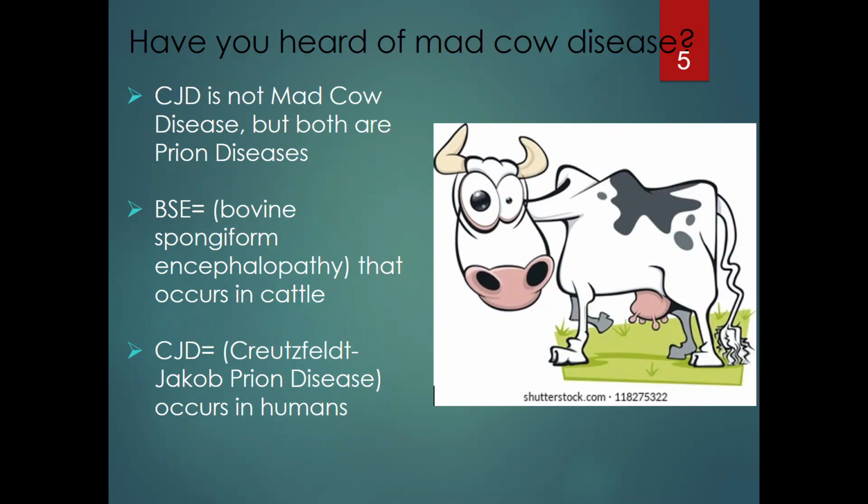It is important to understand that while both CJD and BSE are prion diseases, CJD is not mad cow disease. BSE is also known as bovine spongiform encephalopathy, which occurs in cattle, while CJD, or Creutzfeldt-Jakob disease, occurs in humans. It is crucial to differentiate between the two diseases as they have different transmission and risk factors.